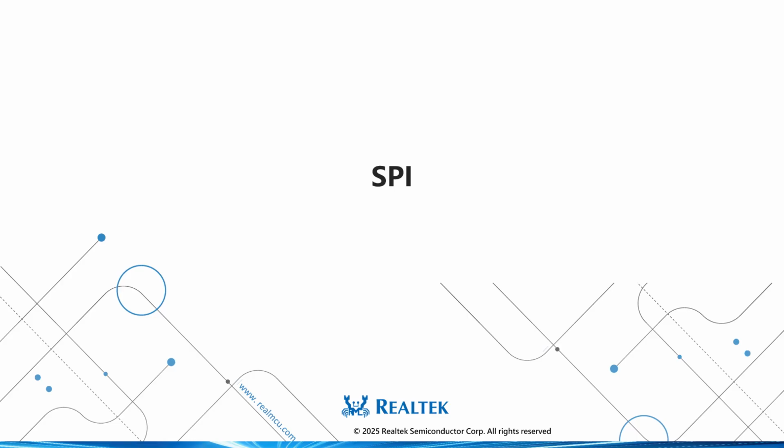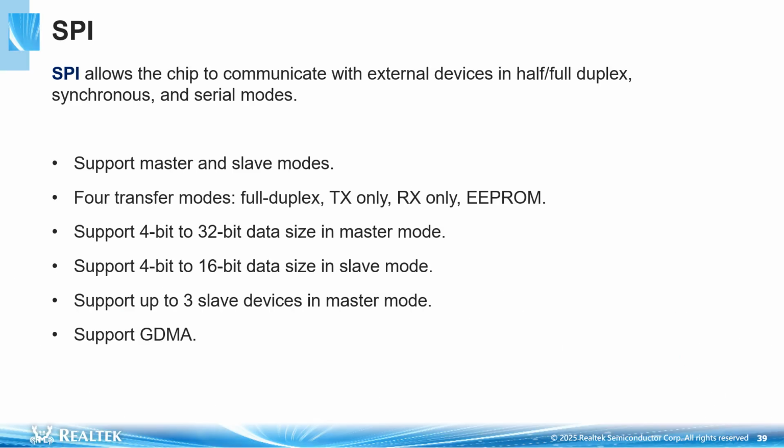Next, we will introduce SPI. SPI allows the chip to communicate with external devices in half/full duplex, synchronous, and serial modes. SPI supports master mode and slave mode. It supports 4 transfer modes: full duplex, TX only, RX only, and EEPROM.